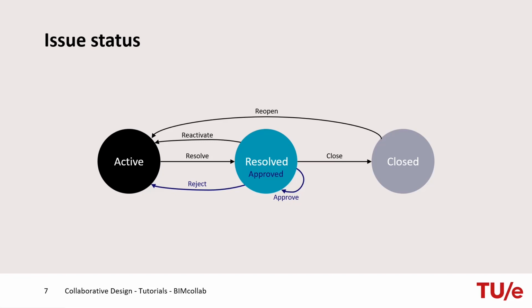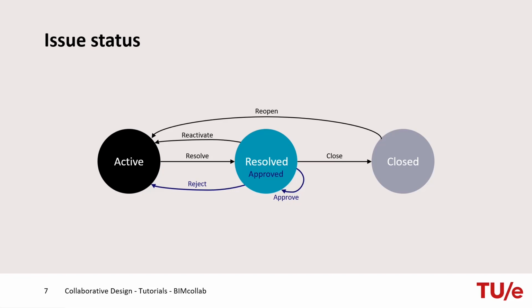The approver will have the choice to reject the solution for the issue so that it becomes active again, or to approve the solution so that the problem acquires the status resolved, approved. Finally, closed issues can be reopened when necessary to become active again.